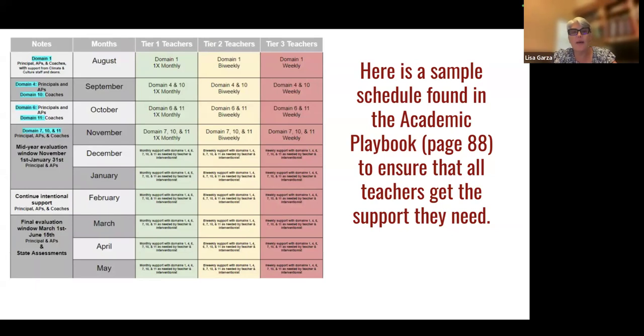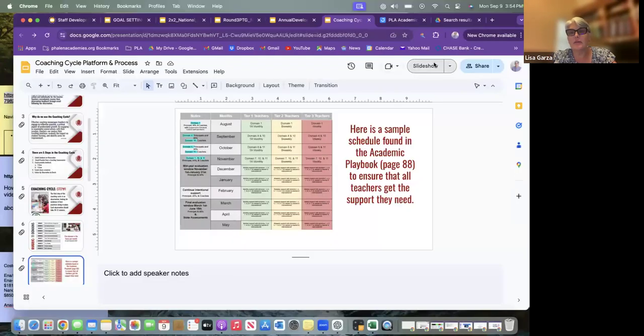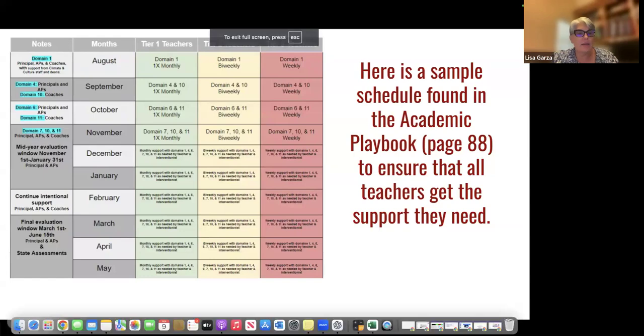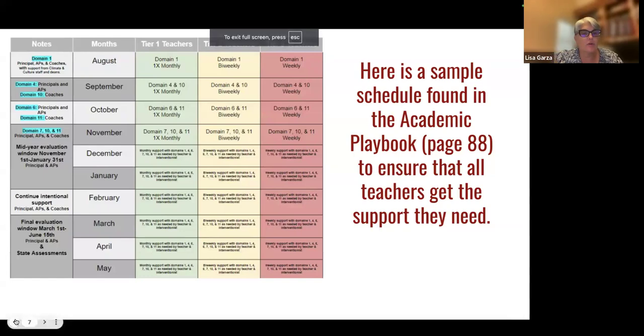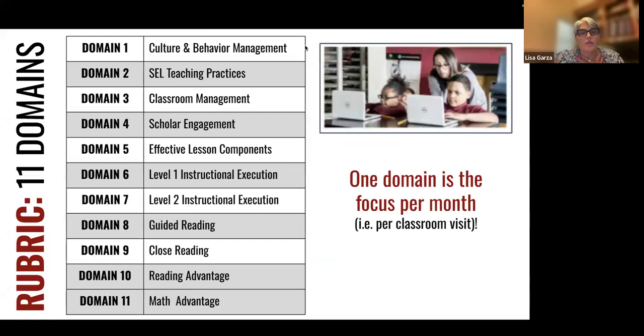If we go back and look at the different domains, you can see what their focus is about. We talked about domain 1, culture and behavior management, and domain 4, which is scholar engagement. These domains are important in the work that we do to ensure that teachers can continue to make the biggest impact on student learning.